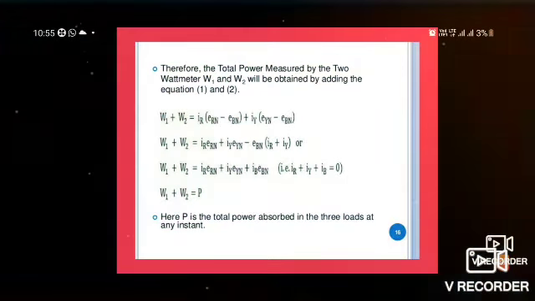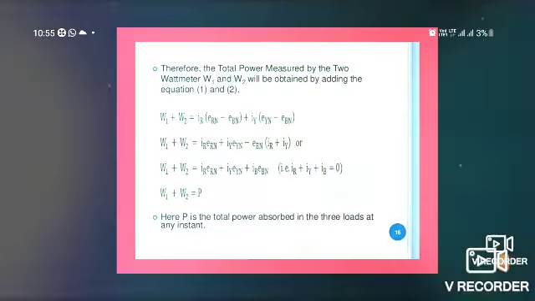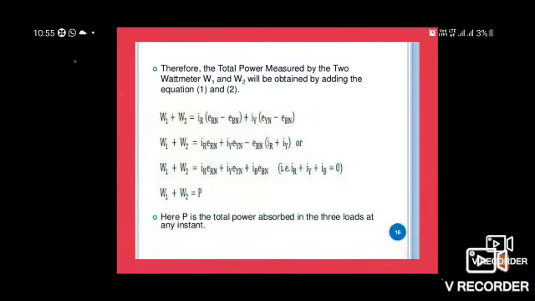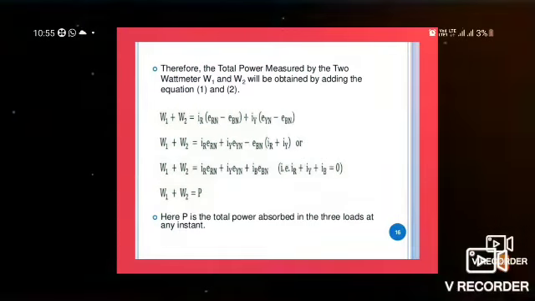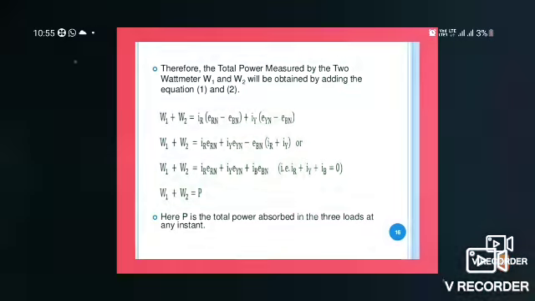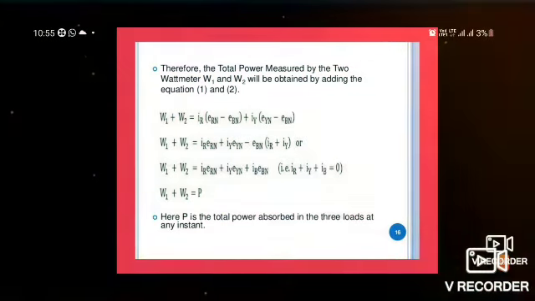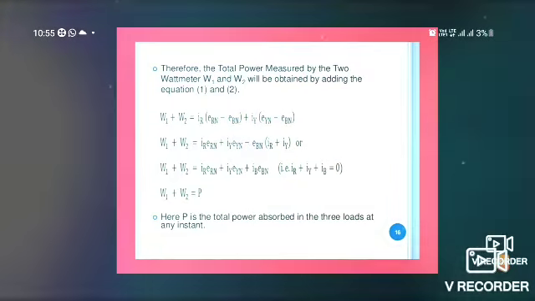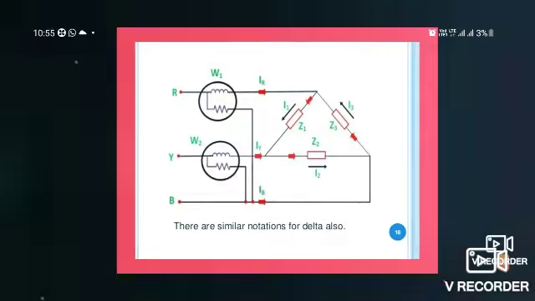Therefore, the total equation gives IR ERN plus IY EYN plus IB EBN, where IR plus IY plus IB equals 0. Therefore, W1 plus W2 equals P. So here P is the total power absorbed in the three loads at any instant.